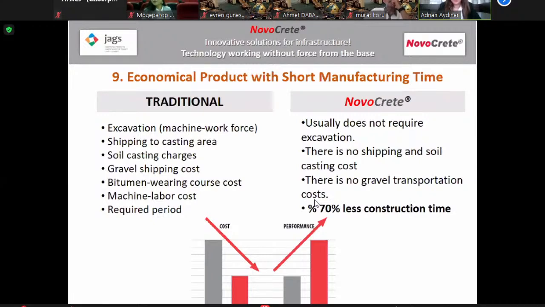In the traditional way, we need excavation, shipping costs, soil casting charges, gravel shipping costs, bitumen wearing costs, machine and labor costs, and require permits. But with NoCrate, there is no excavation, no shipping cost, and no gravel transportation cost needed. This also leads to 70% less construction time, which is very important for projects that have a time limit.